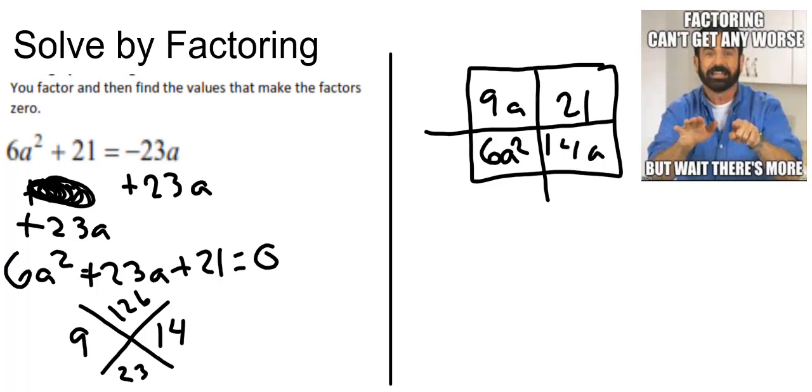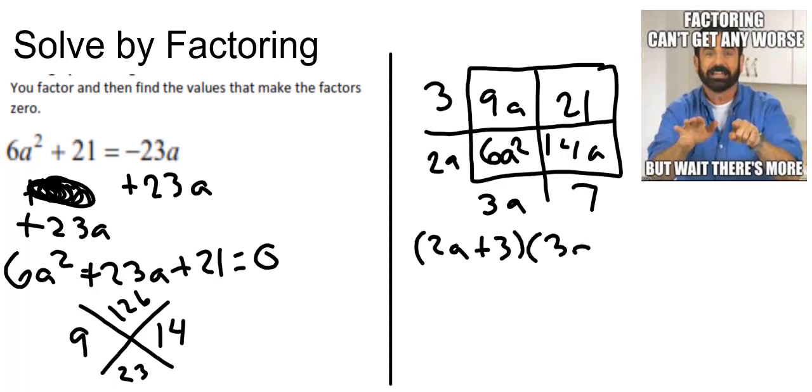So now we got to factor out what they all have in common. Well, 9a and 21 both have a 3. 6a squared and 14a both have, looks like, a 2a. 6a squared and 9a both have a 3a. And then 14a and 21 both have a 7. So that means this factors to 2a plus 3 times 3a plus 7.